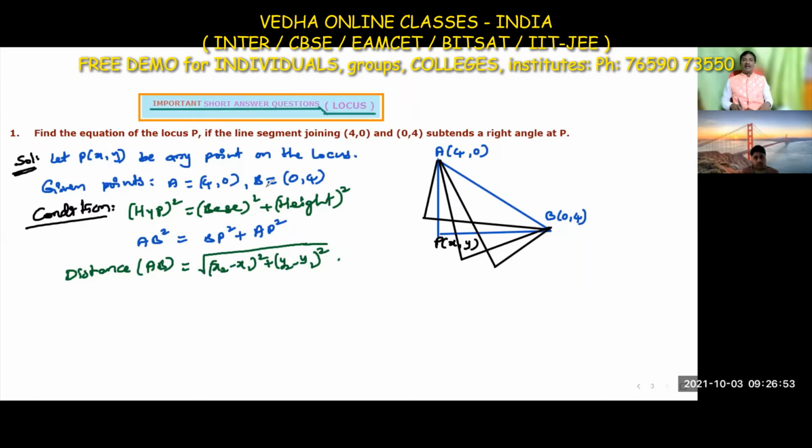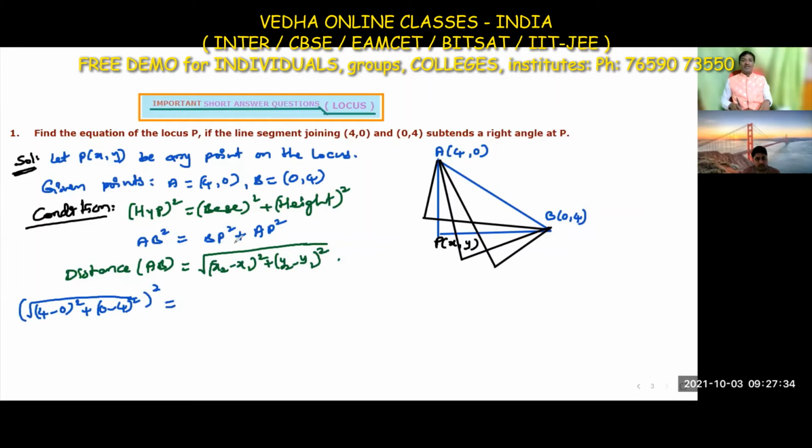AB is the distance between A and B: the square root of (4 minus 0) whole square plus (0 minus 4) whole square. Here you can take x2 minus x1 or x1 minus x2, both are the same. Why? Because the distance from my house to your house and from your house to my house are equal. This is AB, and we are squaring it.